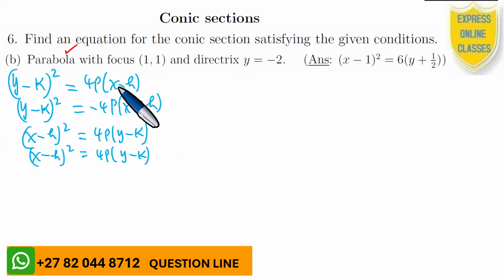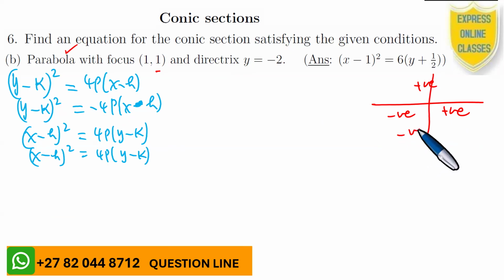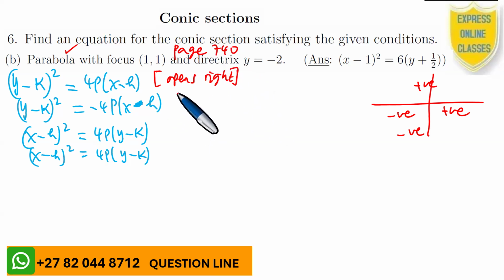But this one, when the y squared x is positive, you draw this one. X is positive here, opens right. X is negative here, opens left. Y is positive here, opens up. Y is negative here, opens down. So this one, because x is positive on the right, it opens right. These things I'm not saying myself. These things are on page 740 of the prescribed textbook. Now this one, because x is negative, it opens left.